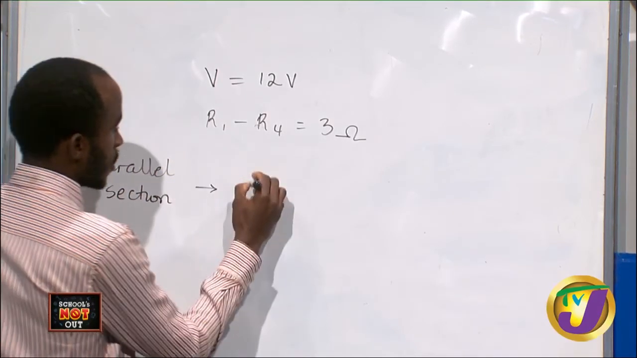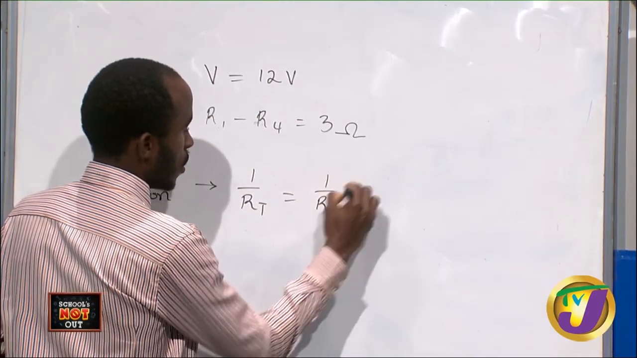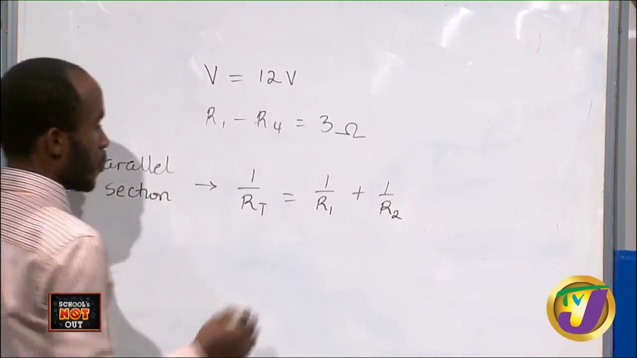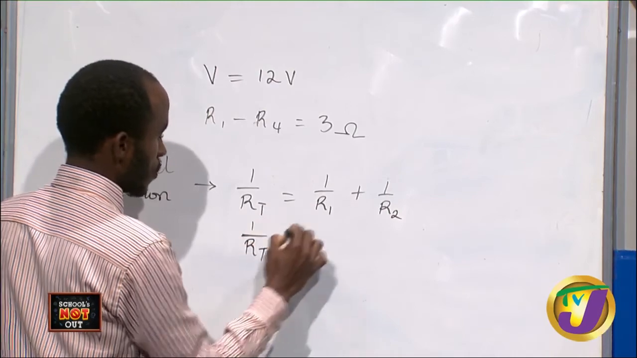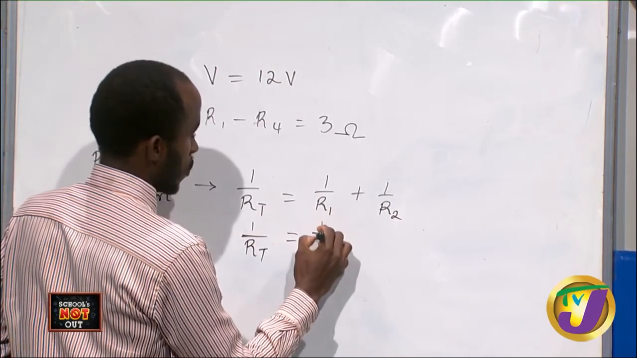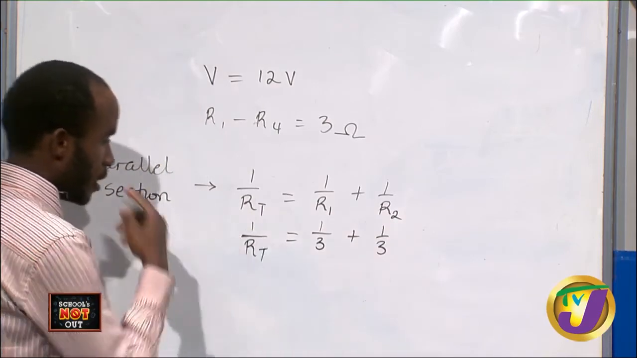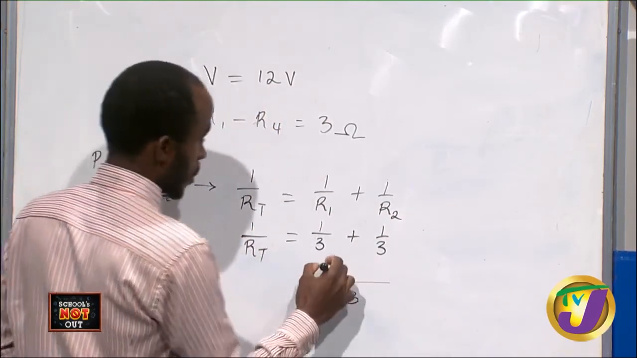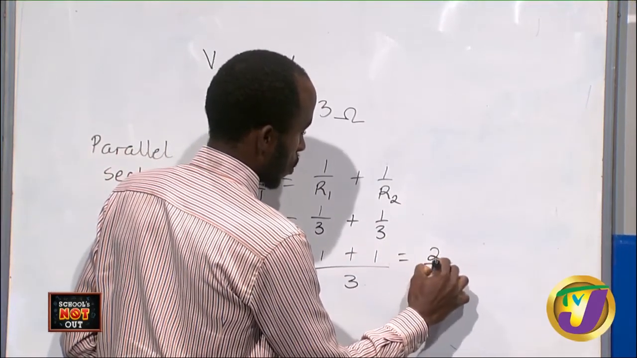So for the parallel section, 1 over RT is equal to 1 over R1 plus 1 over R2. Since R1, R2, 3, and 4 are the same, we can just jump and say 1 over RT is equal to 1 over 3 plus 1 over 3. And once we're adding fractions, we find the LCM, which works out to be actually 3. So that's 1, that's 1. So that gives you 2 over 3.